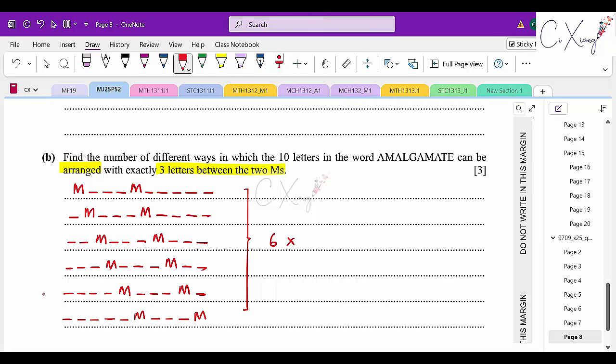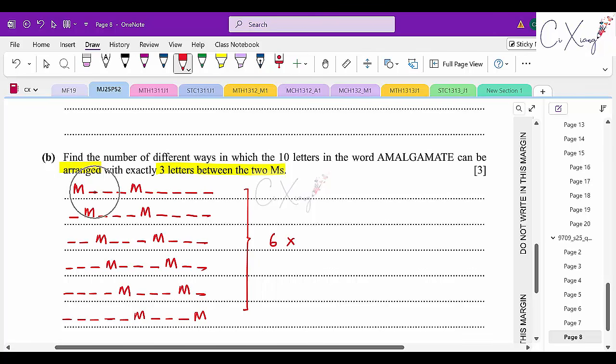I mean, I want to arrange the items freely instead of grouping them as one unit. Unless there is a question or restriction saying that I want to group all of these as one and they cannot be separated, then only will I group them as one unit. If not, I prefer to arrange them freely. Alright, so the 6 here basically means the 6 possible positions for the M.